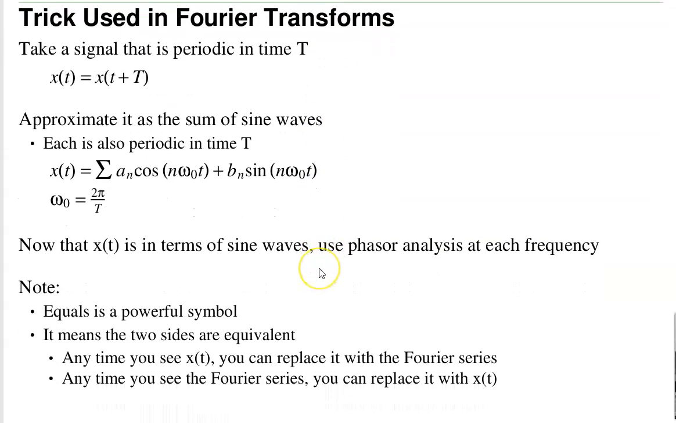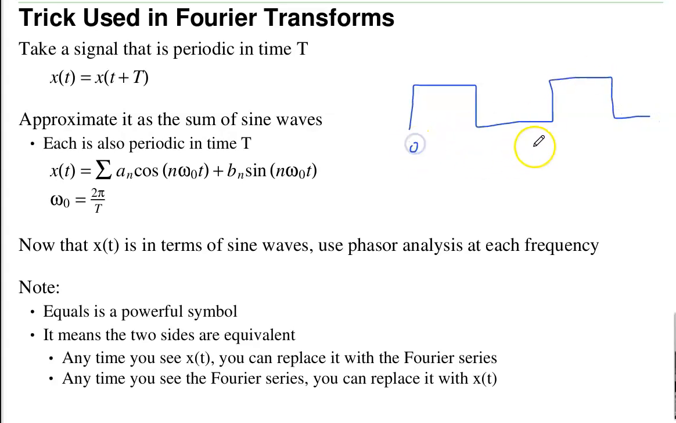Now, a trick to using Fourier transforms is to approximate a system. This is a common engineering problem. If I have a hard problem to solve, change the problem. Change the problem in a way so that it's easier to solve, but keep the flavor of the old problem. So suppose I've got an input, let's just take a square wave, an input that is periodic in time T. So if this is T, every T seconds it repeats. That's what this means. Let's approximate it.